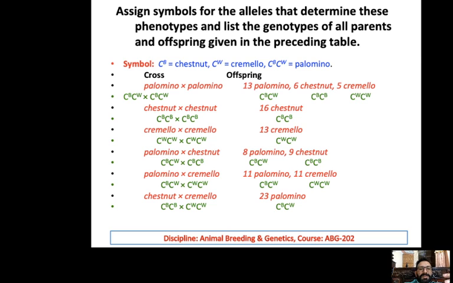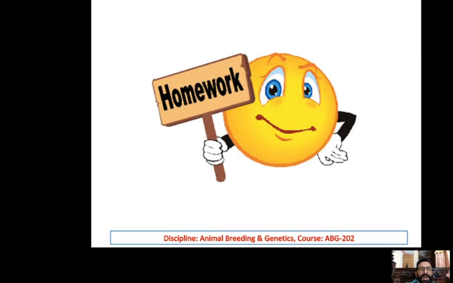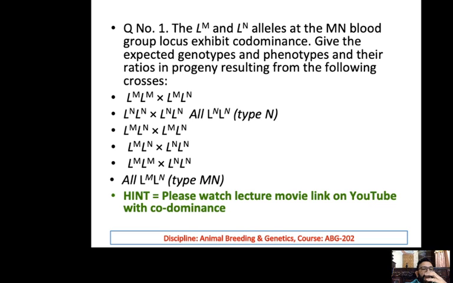This is because they will produce the heterozygotes, and for heterozygotes there will be only one type of phenotype. I hope this will explain the phenomenon of codominance. So here is an example of codominance. You can see the previous example, or you can see the lecture uploaded on YouTube to solve this example.